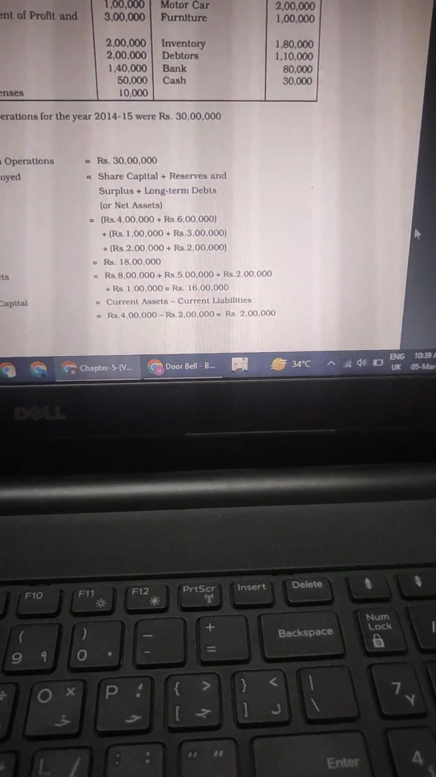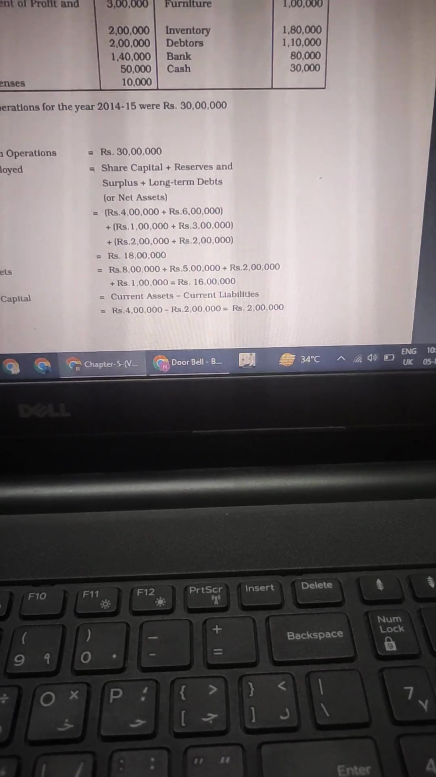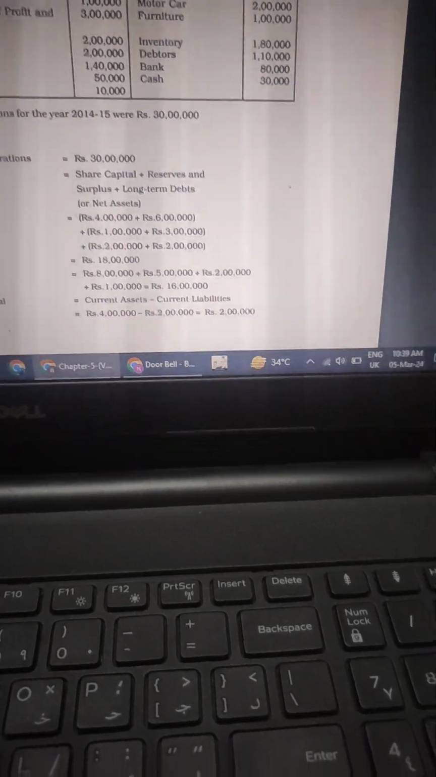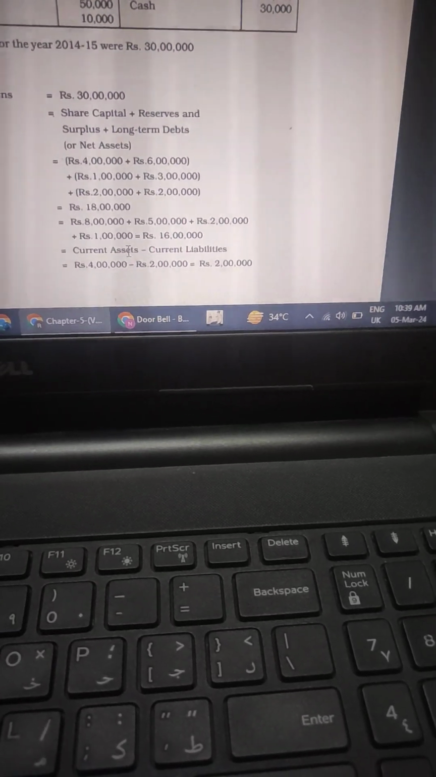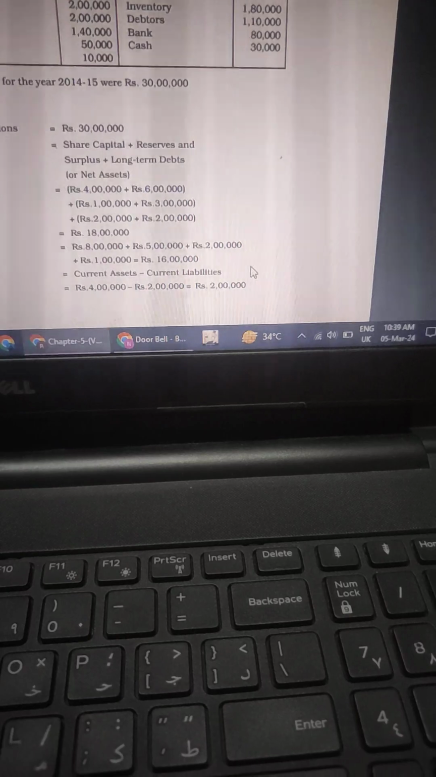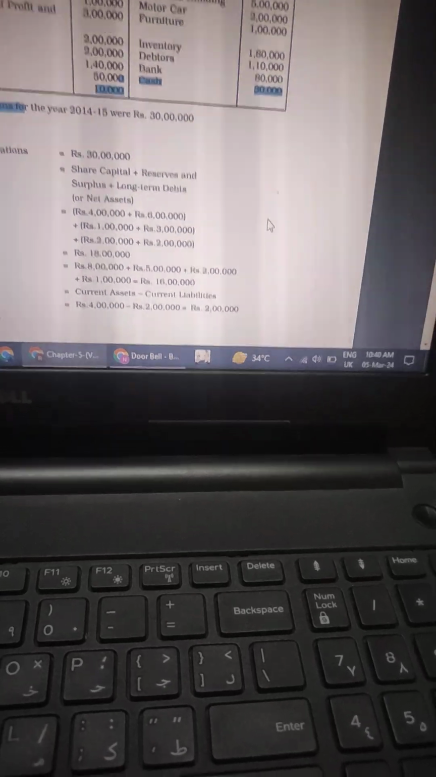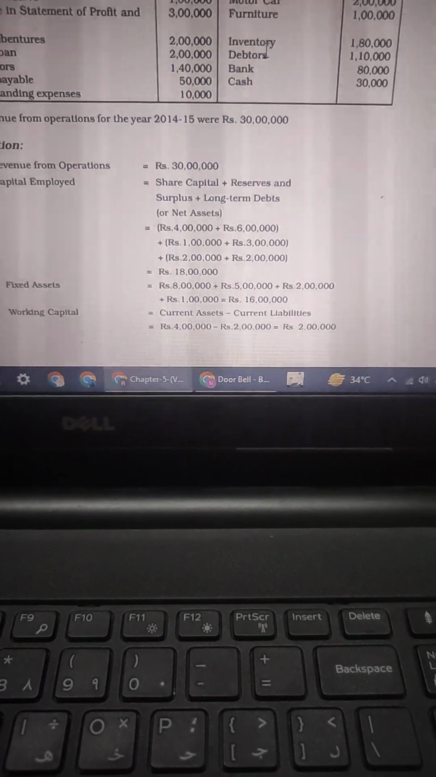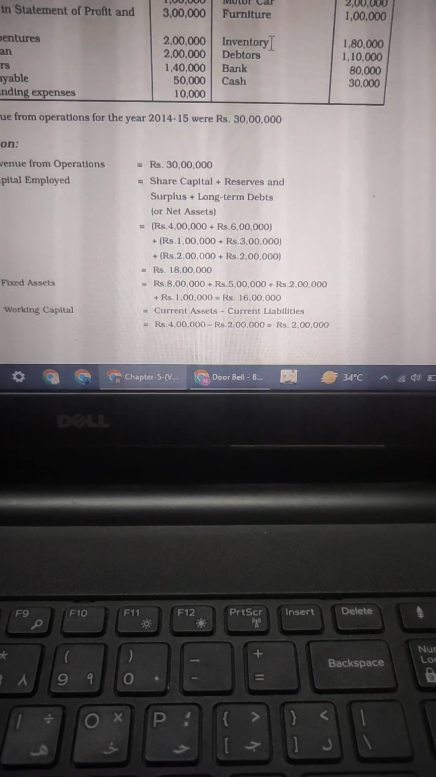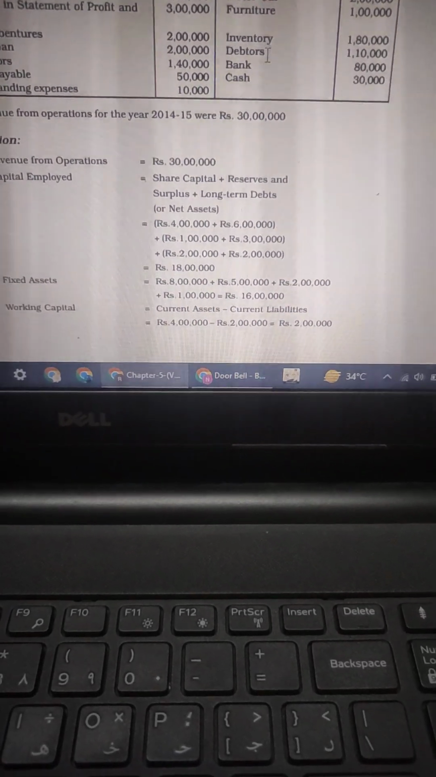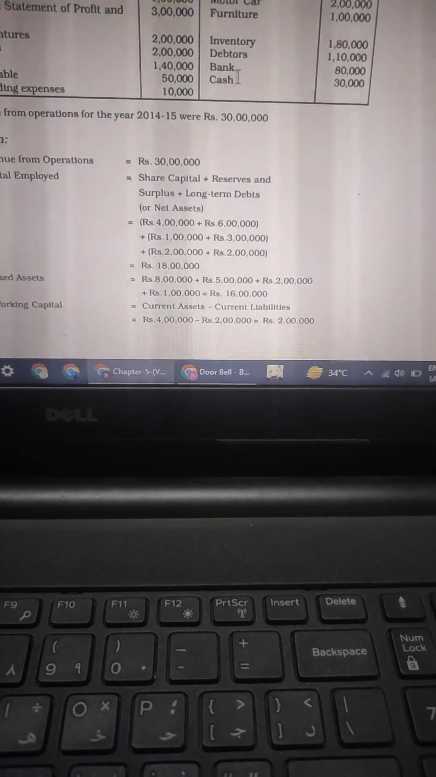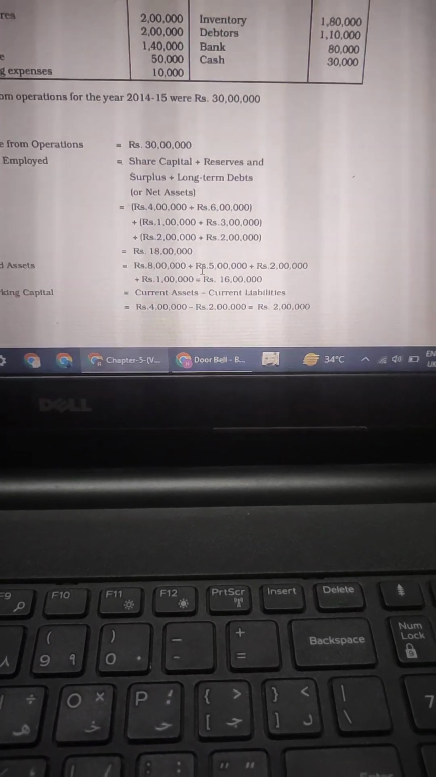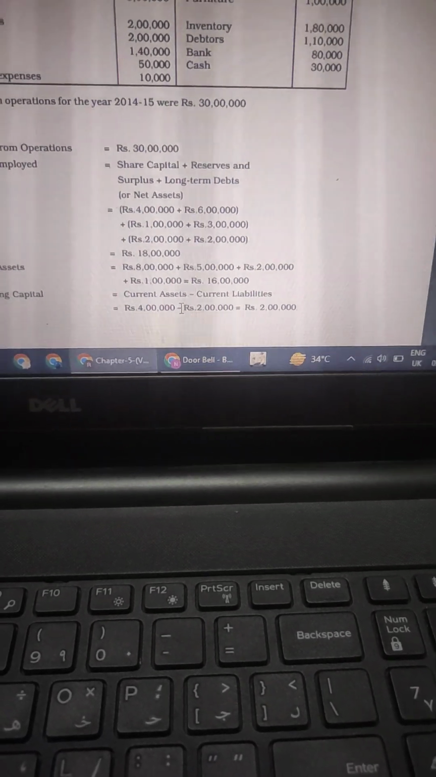The next thing we have to find is the working capital turnover ratio. For that we have to find the working capital. Working capital means the excess of current assets over current liabilities. Current assets consist of the assets that are used or kept by the firm within a one year period. Here it is inventory, also known as stock, then debtors, bank and cash. These are the current assets. By adding these 4 values, we get the amount as 4 lakhs.